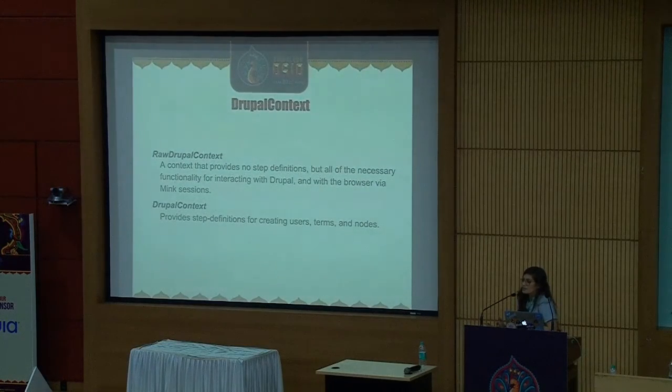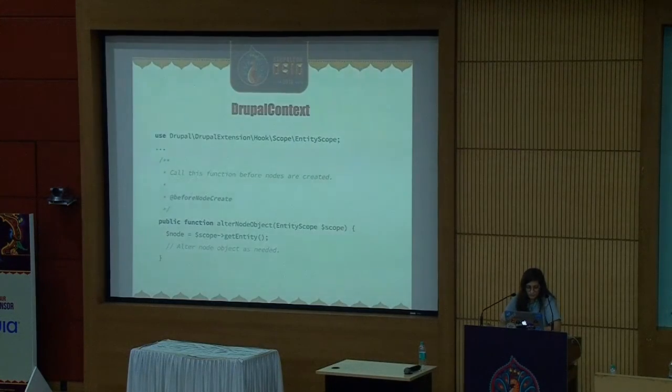If you want some little functionalities, you can use Drupal context. But if you want the raw things, like I want the whole entities and I want to have this before it is rendered through my Drupal, then you should use raw Drupal context. It depends completely on your functionalities. For example, if I want to alter my node object, I'll add my Drupal context and use the namespace in which my node object is given out. I'll use the Drupal extension and hooks in which I can alter this. This is how it is done.